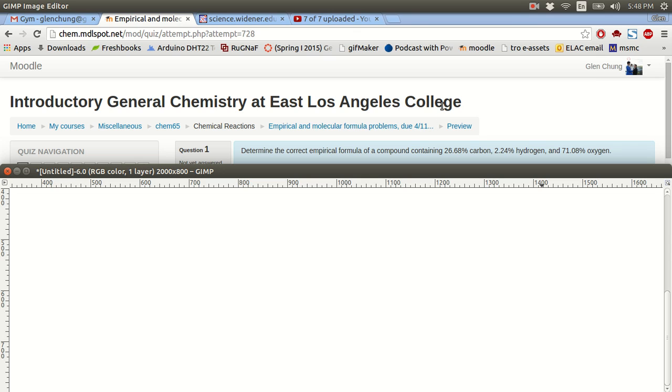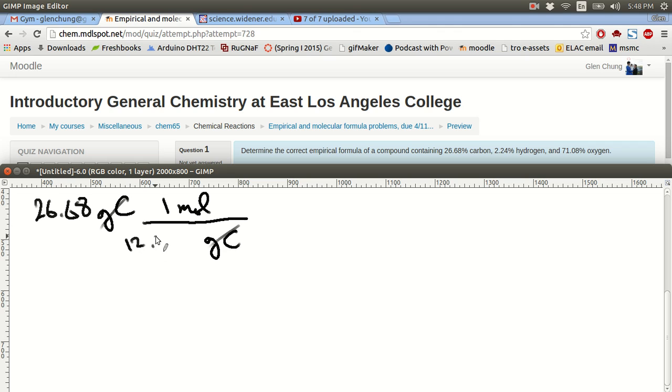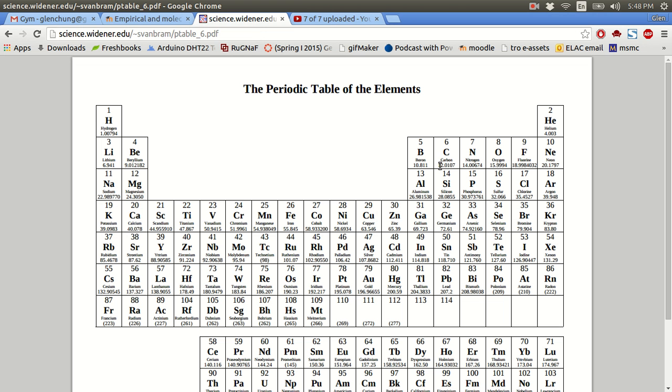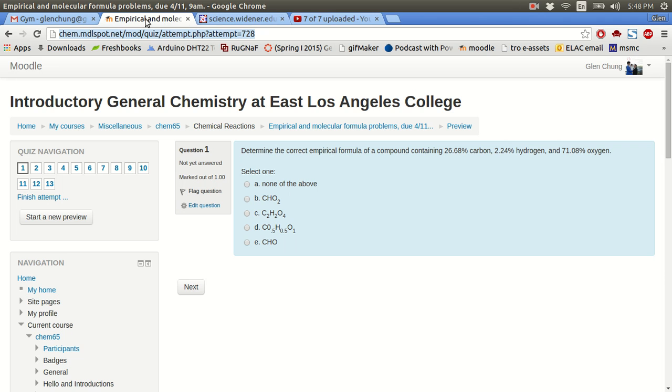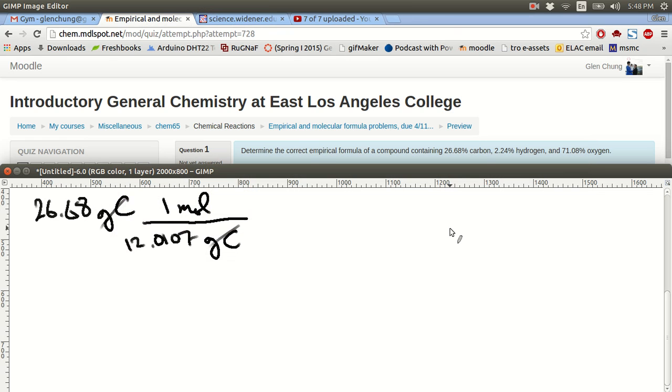Once you decide that it's 100 grams, then you just write 26.68 grams of carbon, and you change that into moles. How do you change 26.68 grams of carbon into moles? Well, you need to get rid of the grams of carbon, like that. And in 1 mole, there are 12.0107 grams of carbon. How do I know 12.0107? I know because of this, 12.0107, right? You remember that? Okay. So now, let us proceed.